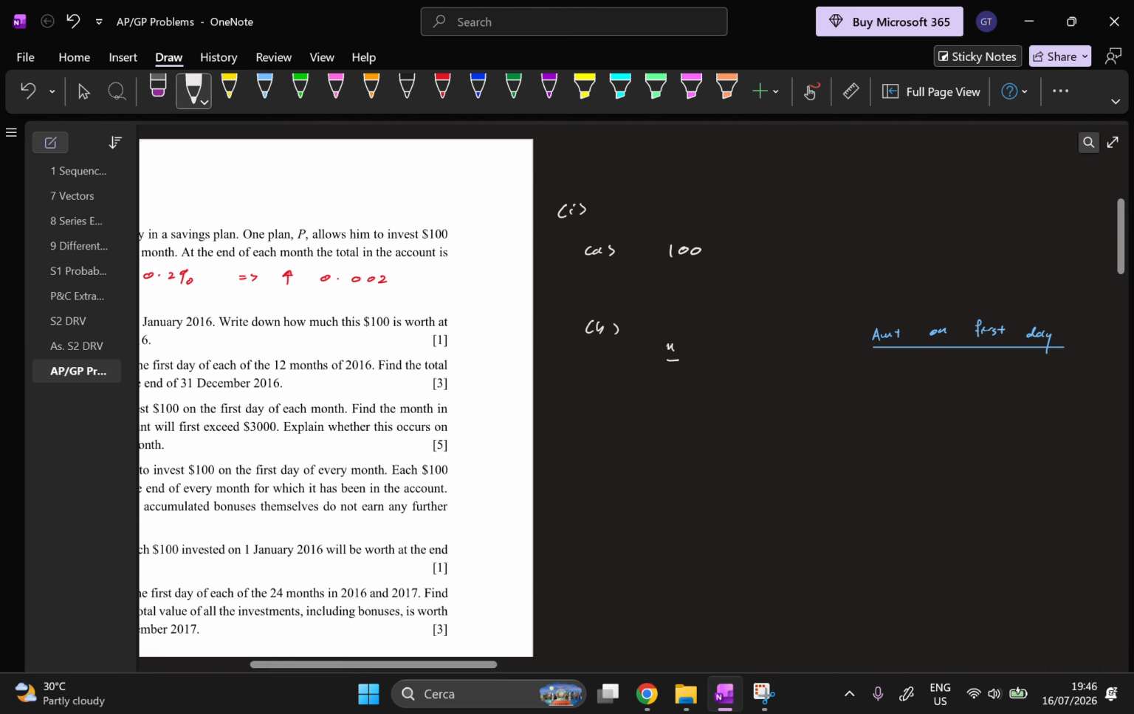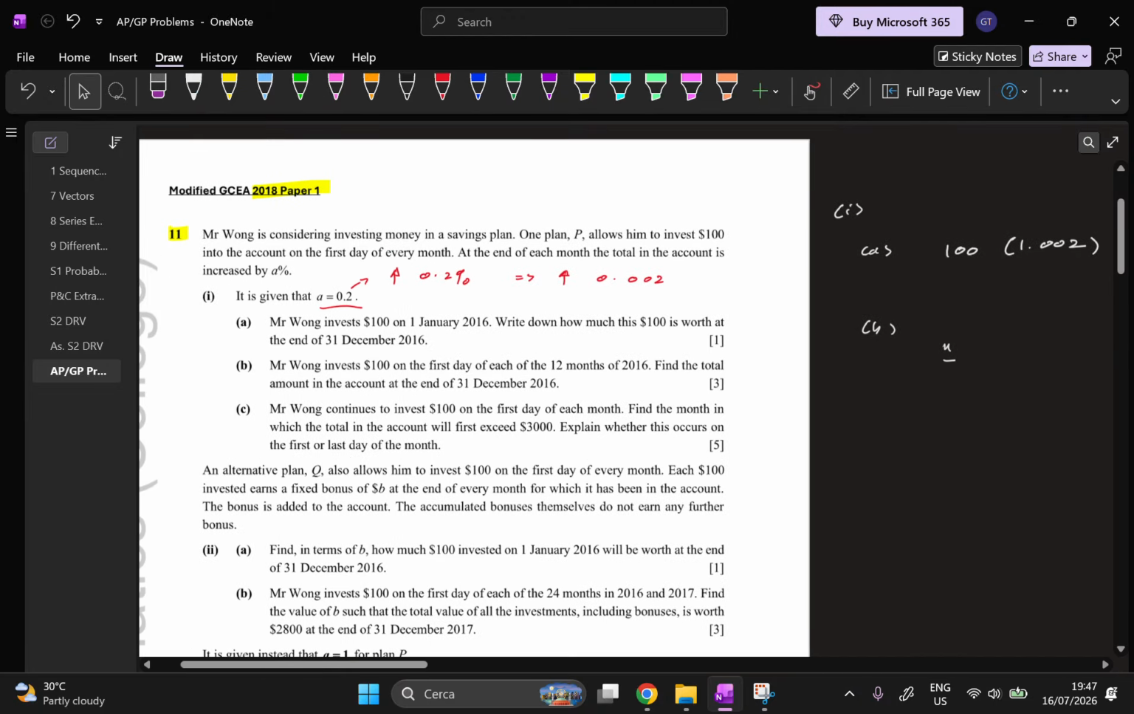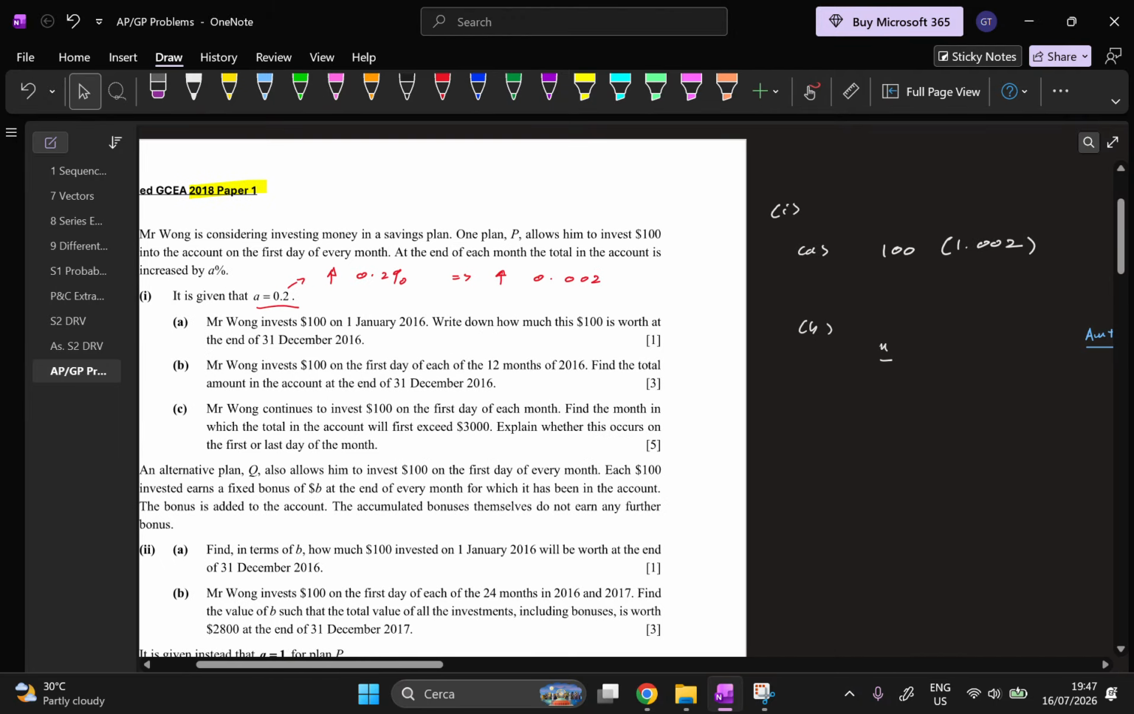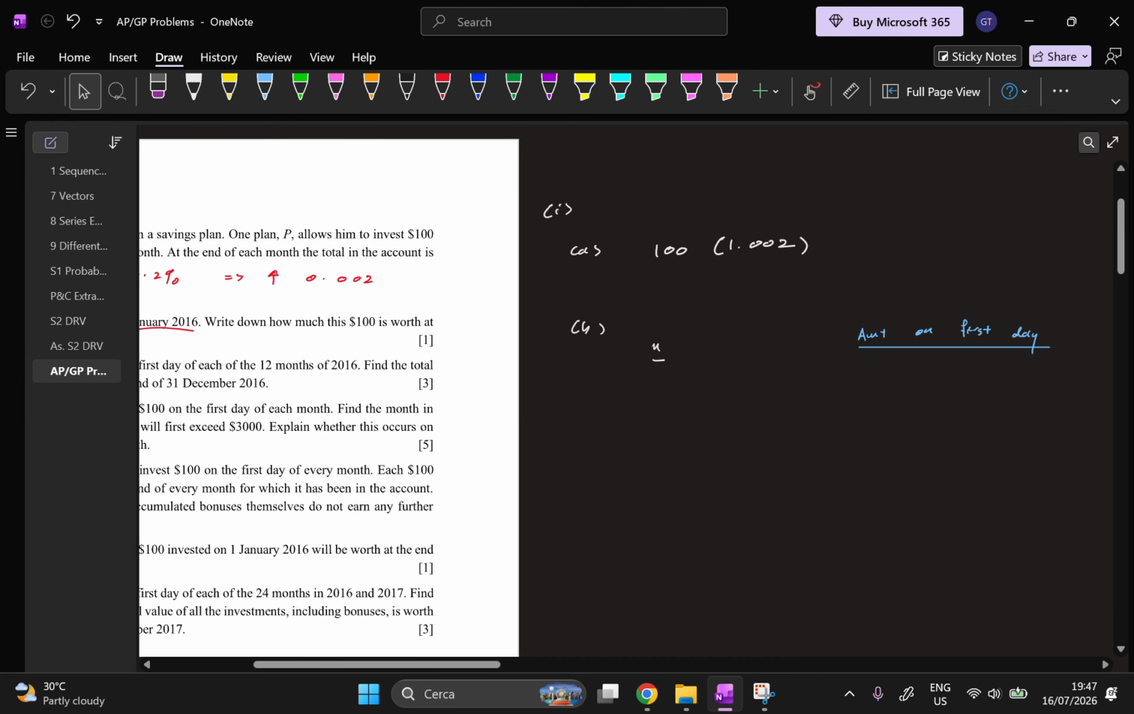Okay, and then this 100 increases by 0.2%. So this is 100 times 1.002. Okay? And then I apply this increase of 1.002 how many times? From January 2016 to December 2016, that's 12 months, right? So I apply this increase 12 times.